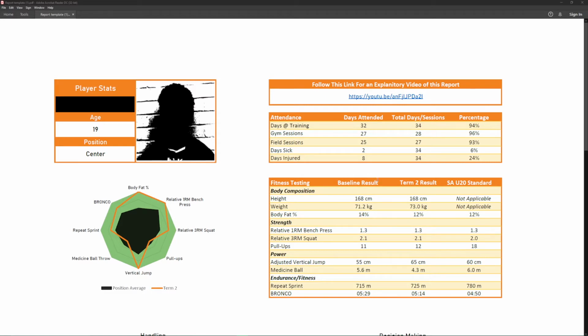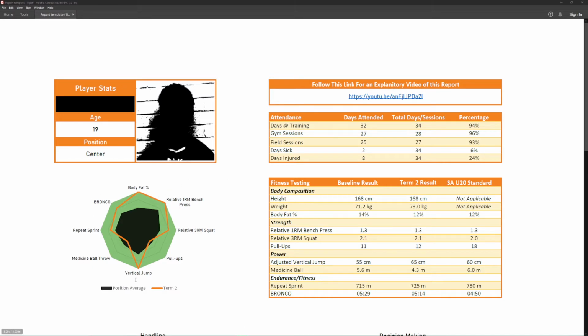Here we've got our baseline result, which is what he scored at the start of term 1, and then we've got our term 2 result, what he scored at the end of term 2. And then, as we had in the term 1 report, we have the SA under 20 standard.